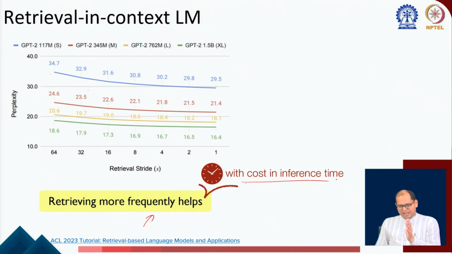If you just focus on the performance, in terms of the perplexity, you will find that retrieving more frequently helps. But if you are more interested in some trade off, you may want to take some sweet spot where you retrieve more often, but not at the token level.